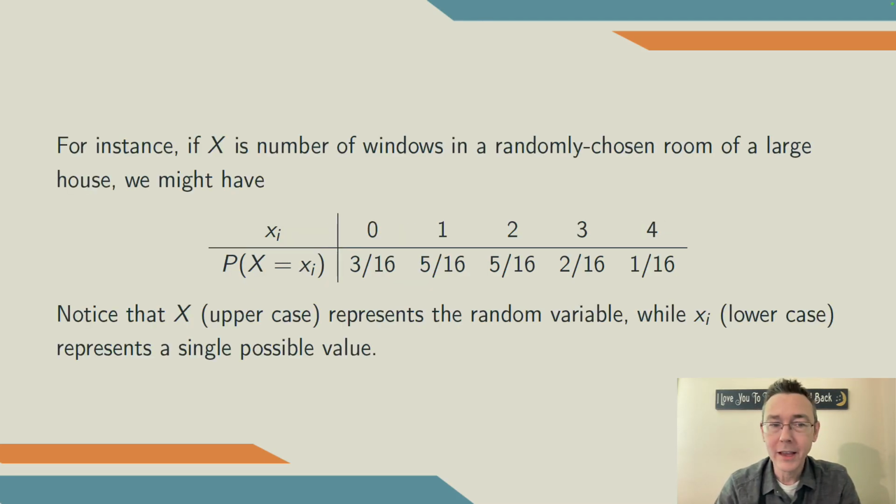For instance, if we have a random variable x that represents the number of windows in a randomly chosen room of a large house, we might have this distribution. So here we have a house with 16 rooms, and we have between 0 and 4 windows in those rooms. We have 3 rooms with 0 windows, 5 rooms with 1 window, and so on.